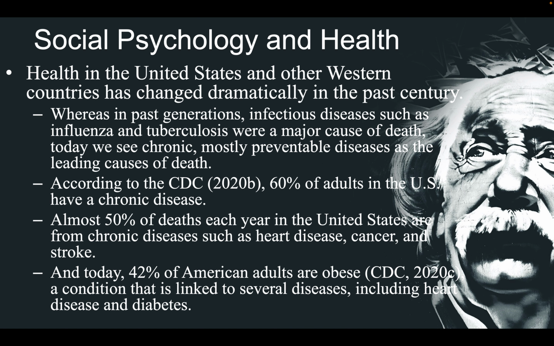Health in the United States and other Western countries has changed dramatically in the past century. Whereas in past generations, infectious diseases such as influenza and tuberculosis were a major cause of death, today we see chronic, mostly preventable diseases as the leading causes of death. According to the CDC, 60% of adults in the United States have a chronic disease. Almost 50% of deaths each year in the United States are from chronic diseases such as heart disease, cancer, and stroke. And today, 42% of American adults are obese, a condition that is linked to several diseases including heart disease and diabetes.